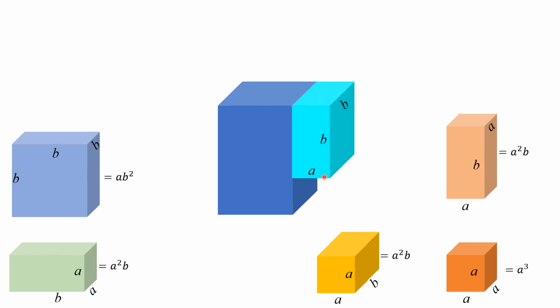This length is a, because this portion is taken away from this one, so this is a. This total portion was a plus b. A is taken away, so this length is equal to b, and this is obviously the length of b. So again, think about the volume of this one. The volume is a times b times b, and the product of these three is equal to ab square.